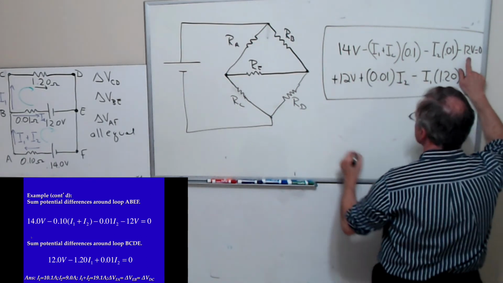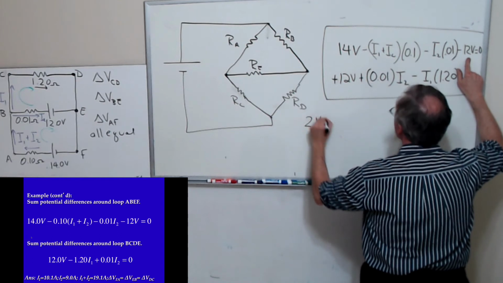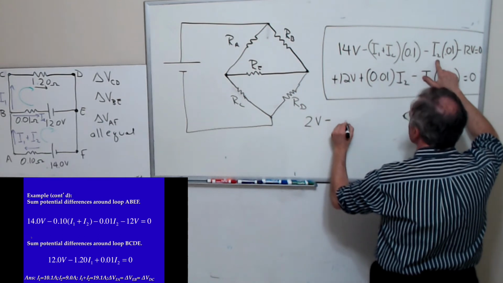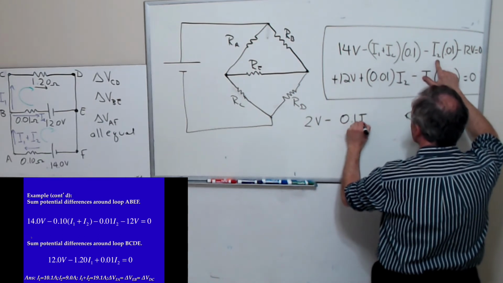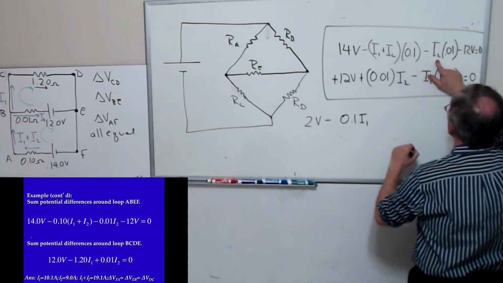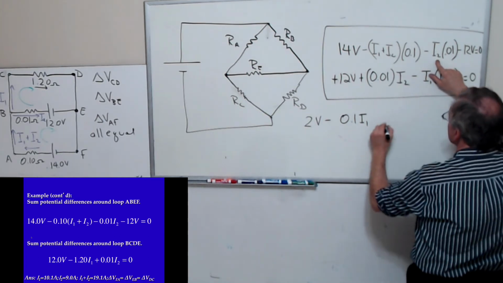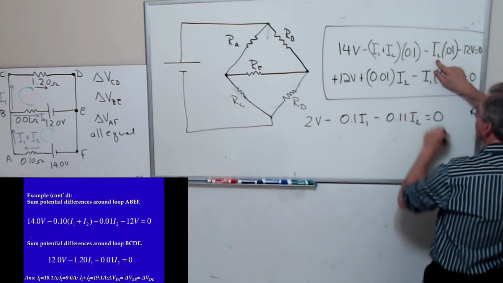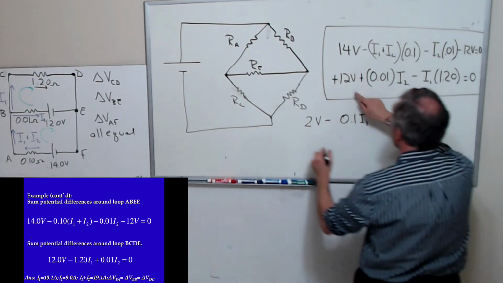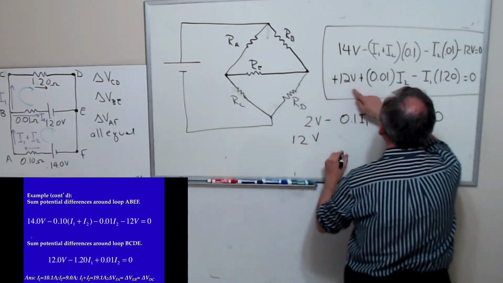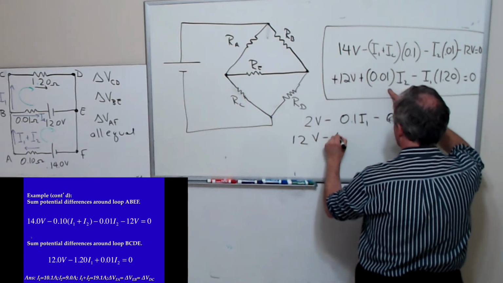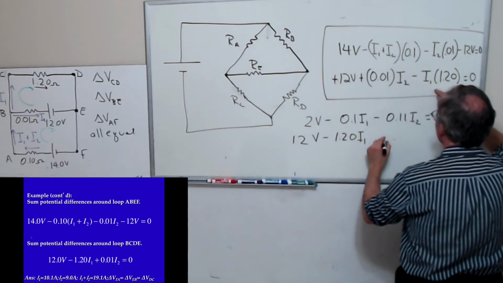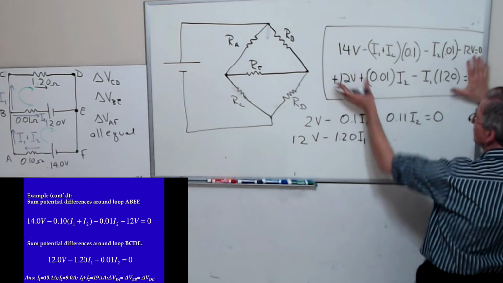14 minus 12 is... Oh, I have minus 0.1 I1. What else can I do here? Minus 0.11 I2. Please check my math. If you see a mistake, just stop me. Because it's always easy to make a mistake. The physics is done, now it's algebra.